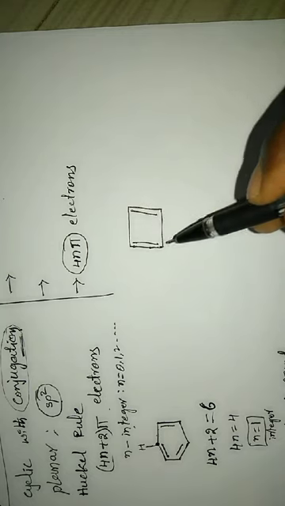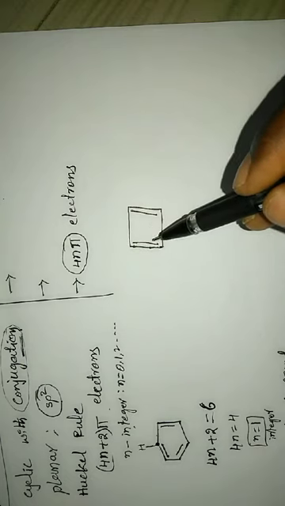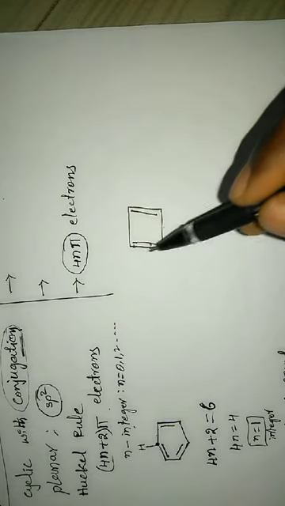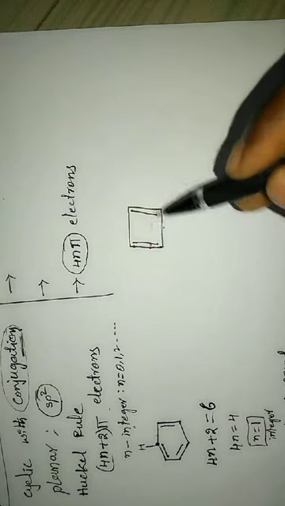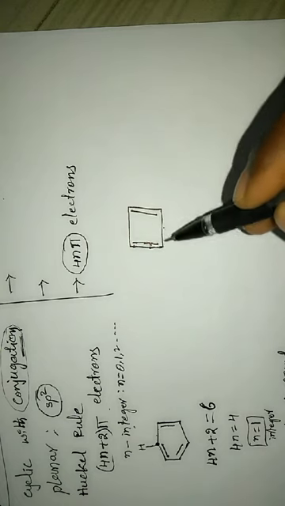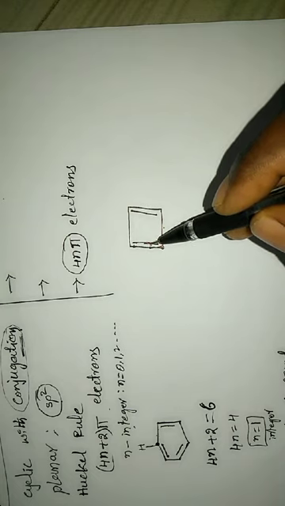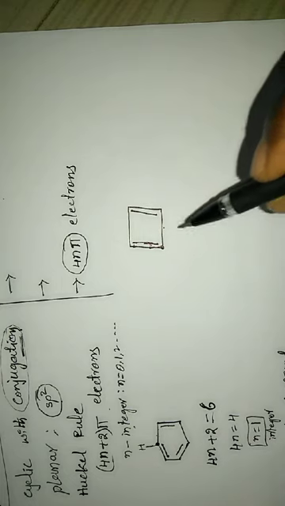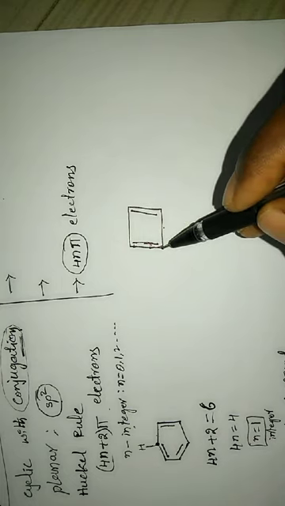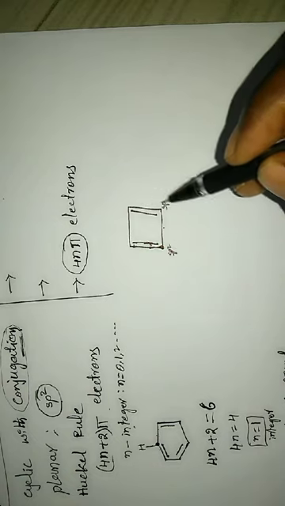The first condition is cyclic. The compound is cyclic with conjugation: double bond, single bond, double bond, single bond. That's the first condition. Next, planarity of the molecule. This carbon contains 3 sigma bonds, including the hydrogen, plus one pi bond, and we count only sigma bonds. So it is an sp2 hybridized carbon. This one is also sp2 hybridized.